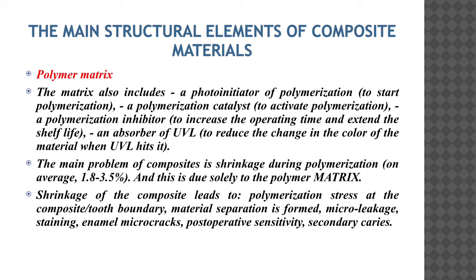The polymer matrix also includes a photoinitiator to start polymerization, a polymerization catalyst to activate polymerization, a polymerization inhibitor to increase the operating time and extend the shelf life, and an absorber of ultraviolet light to reduce the change in the color of the material when ultraviolet light hits it. The main problem of composites is shrinkage during polymerization. On average, it is about 1.8 to 3.5%, and this is due solely to the polymer matrix.